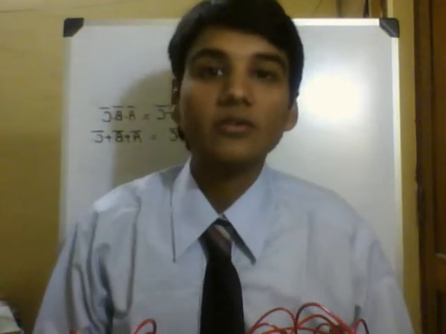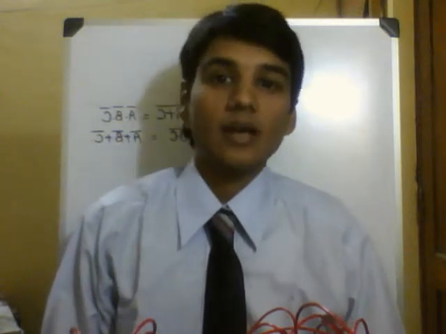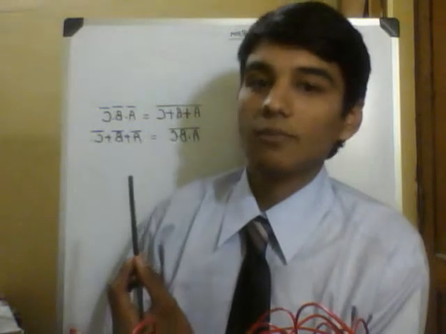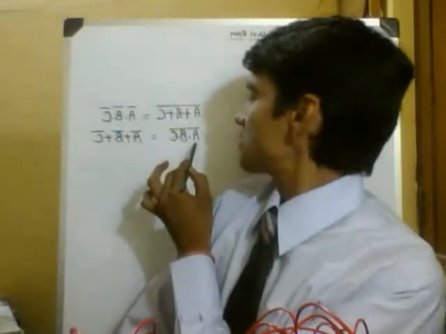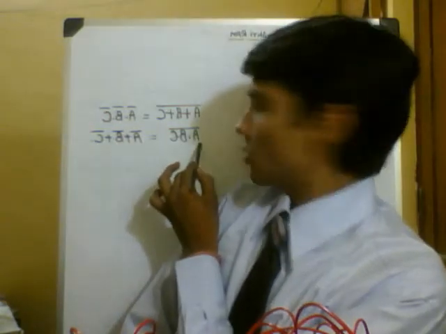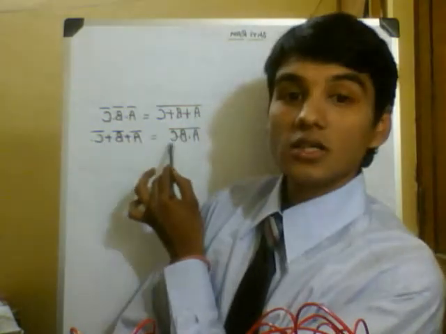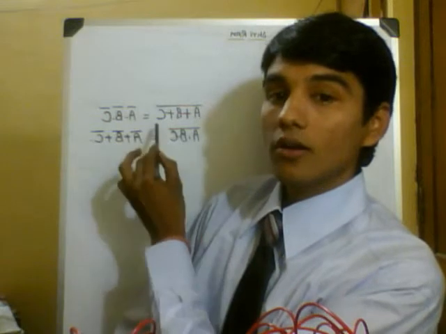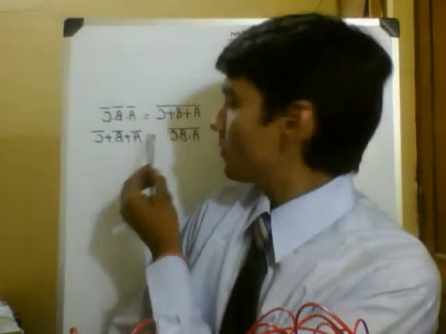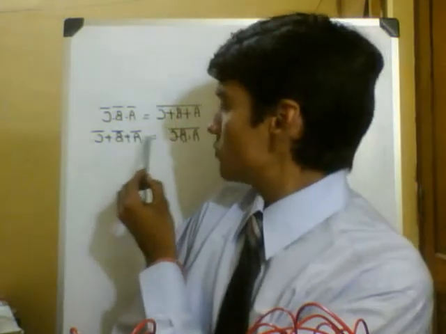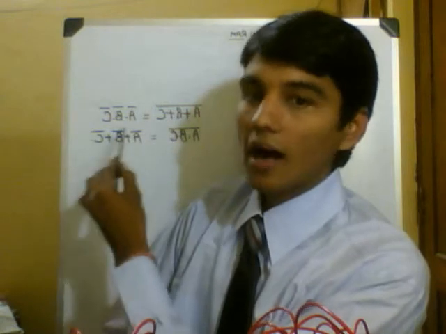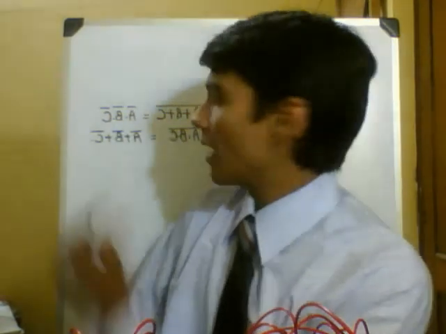One of the important ones is De Morgan's theorem. At my backside you can see the statement for De Morgan's theorem. We are first considering A dot B dot C whole negate, or we should say whole bar, not gate, is equal to A bar plus B bar plus C bar.